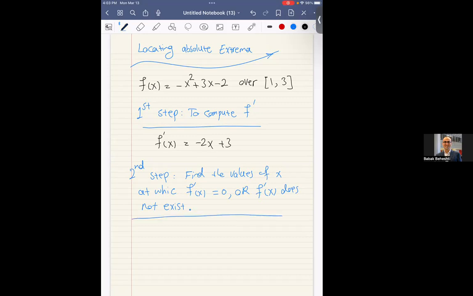Here, because f prime of x is minus 2x plus 3, it is defined for any x. So we don't have any values at which f prime doesn't exist. However, we have some x for which f prime would be 0. So I can solve f prime of x equal to 0, that means minus 2x plus 3 equal to 0, which means x is 3 over 2 or 1.5, right?